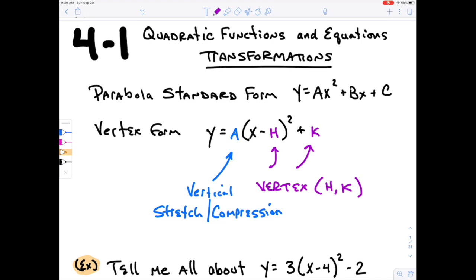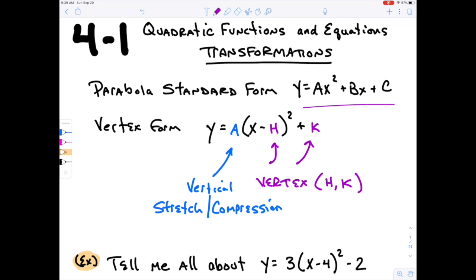SV Math Teach, back again with quadratic functions, and in this case, transformations. Now I call this transformations, but honestly this is a small little lesson on how to graph using what's called vertex form. Now, the standard form of a quadratic function is this parabola standard form that I have listed here.